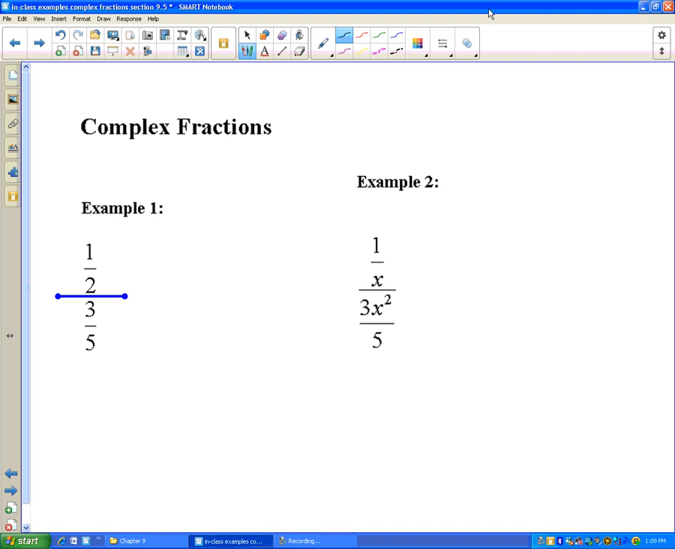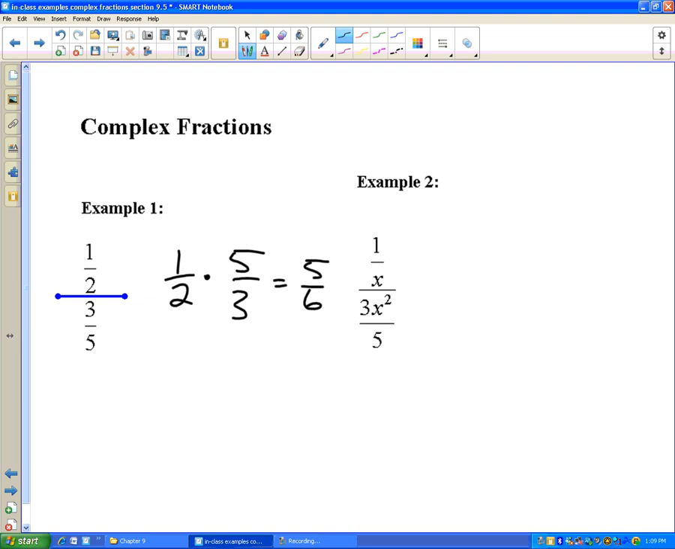I want to talk about complex fractions. There's a couple ways of dealing with these. I'm going to talk about one, and then I'm going to talk about what we do and why we do it. The first way is the way we've always talked to you about doing this: if you ever divide by a fraction, what you really want to do is multiply by the reciprocal. So you do 1/2 times the reciprocal of 3/5, which is 5/3, and you get 5/6.